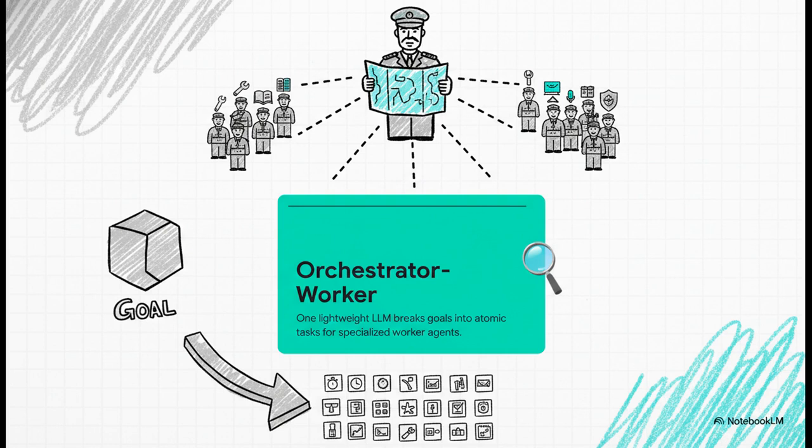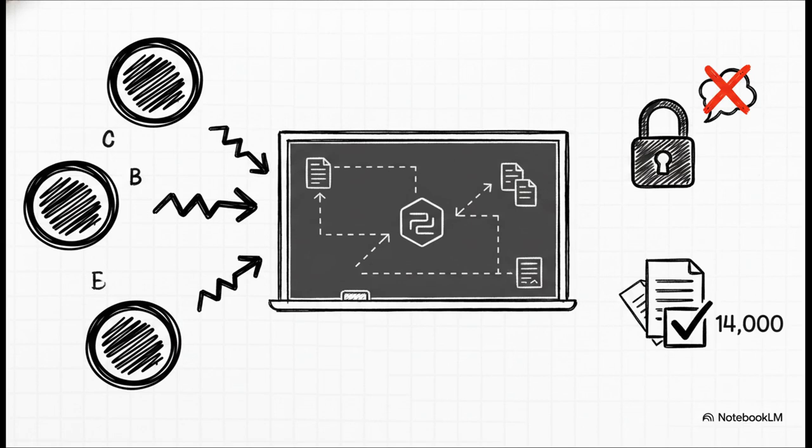You have one lightweight orchestrator that reads the main goal, breaks it down into atomic tasks, and dispatches them to specialized workers. The crucial part? The workers never talk to each other directly. They only report back to the orchestrator. This eliminates that production chaos right from the start and drastically reduces token waste because every agent has a very strict, narrow focus. Pattern 2 is the stateful blackboard.